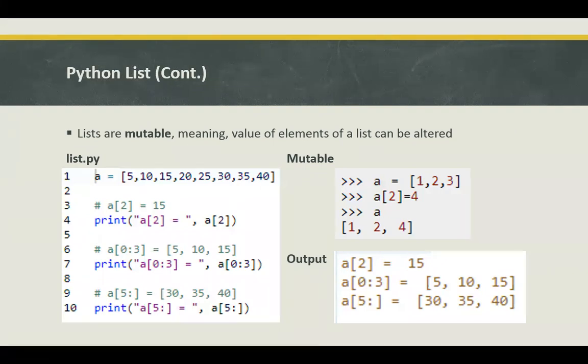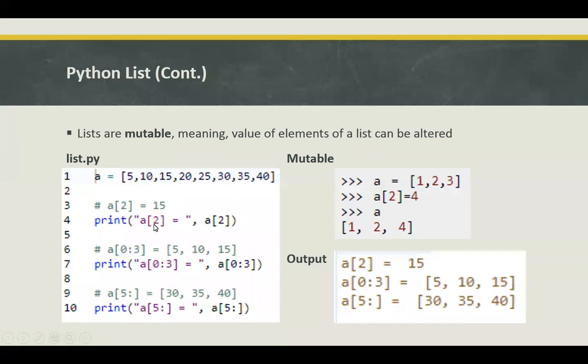Mutable means if you want to alter, change, or edit any element from the list, yes, you can edit that element. You can alter and change the element from the list. That's why the list is mutable. Now here the example is given.